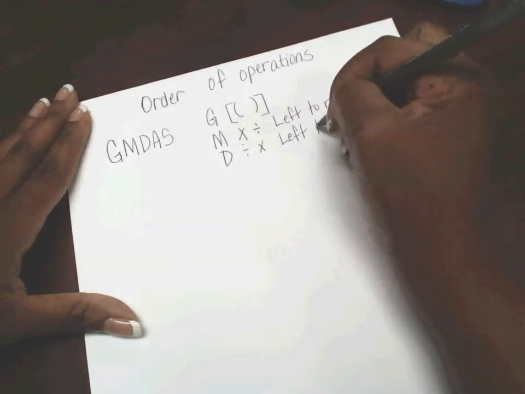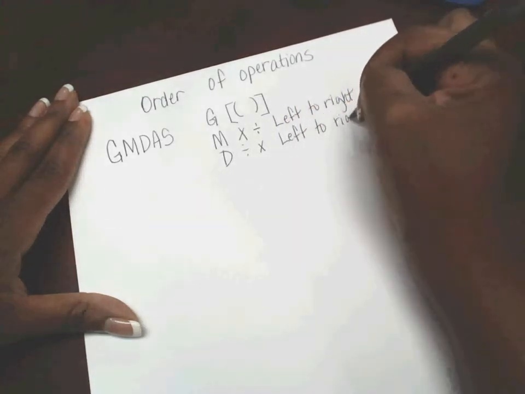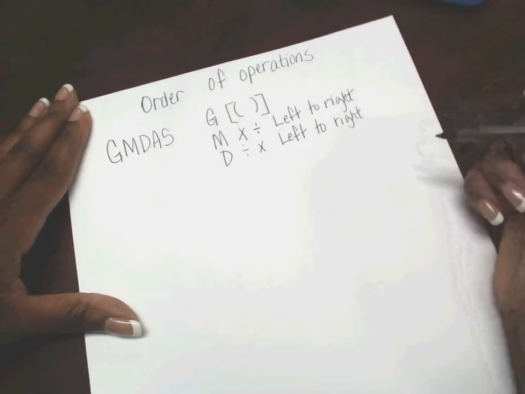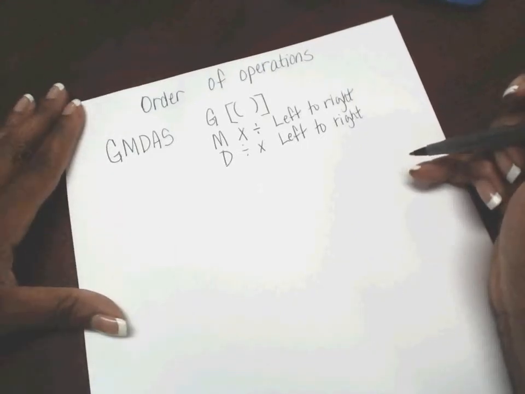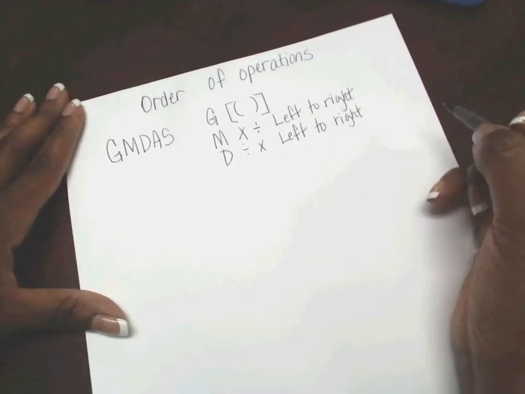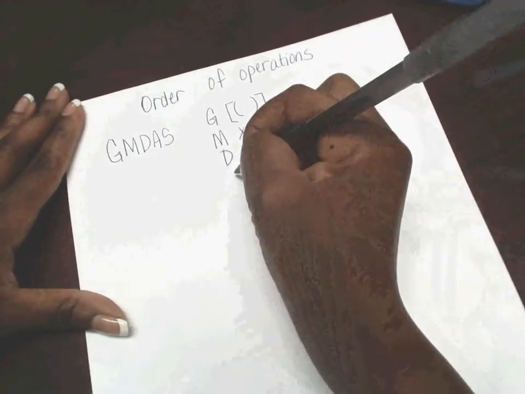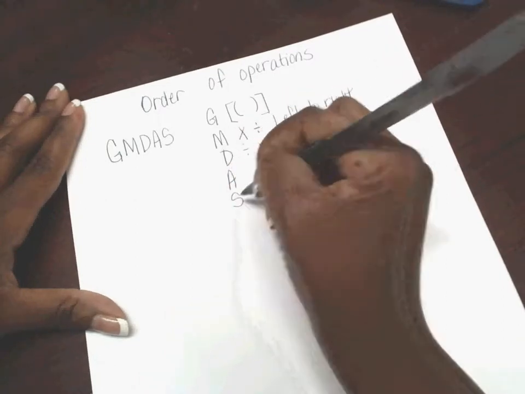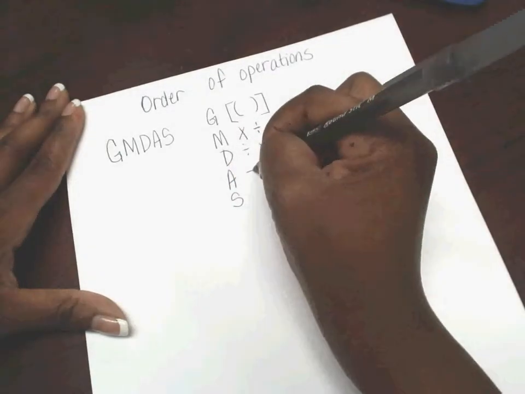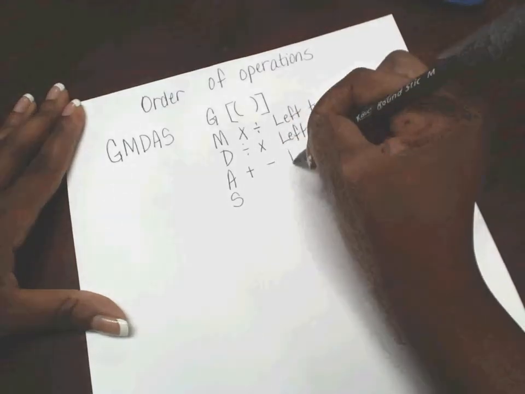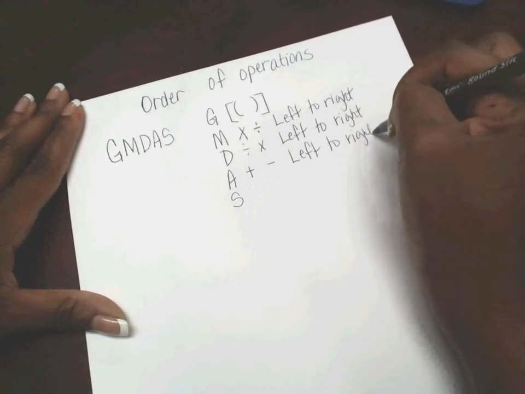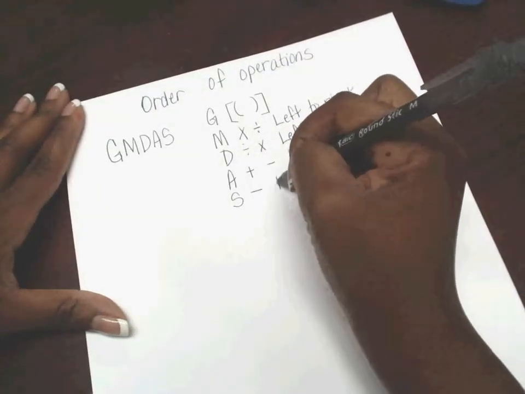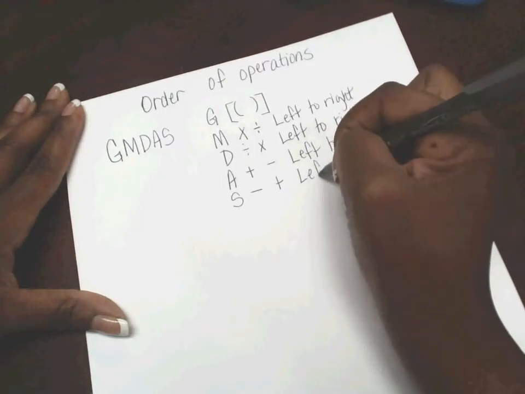What that means is whatever appears first in the problem is what you would do, because multiplication and division are inverse operations of one another. It doesn't matter which one you do first, as long as you go left to right in the problem. And then addition and subtraction are also inverse operations. So whichever one comes first in the problem, left to right. Subtraction or addition, whichever comes first, left to right.